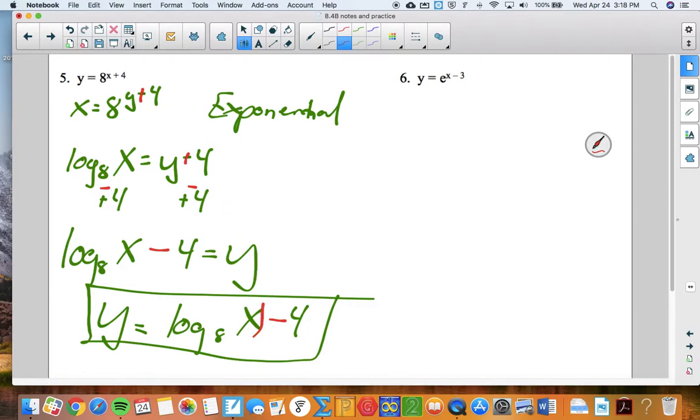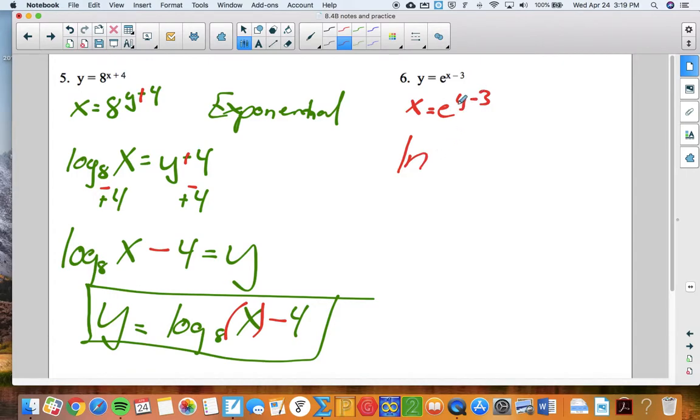We should probably put this in parentheses just so we know that it's log base 8 of x, and then from that we're subtracting 4. All right, let's switch our x and y. So x equals e to the y minus 3. So now when we write down our base is e, so we're going to write the natural log, ln.